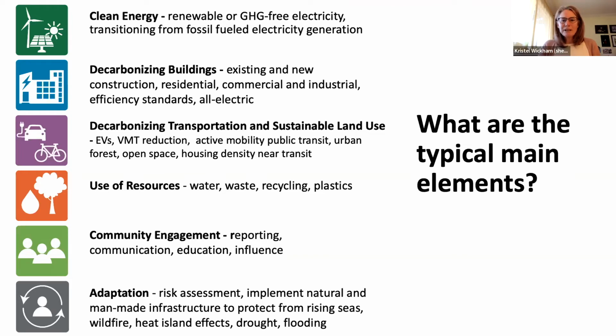Some have detailed actions identified along with funding sources and required staffing to complete them. But others are more of a general framework of strategies that inform planning for detailed actions that come later. In this example, we have strategic areas focusing on clean electricity, decarbonizing buildings and transportation, the wise use of resources, community engagement, and adaptation to the changes that are already happening.